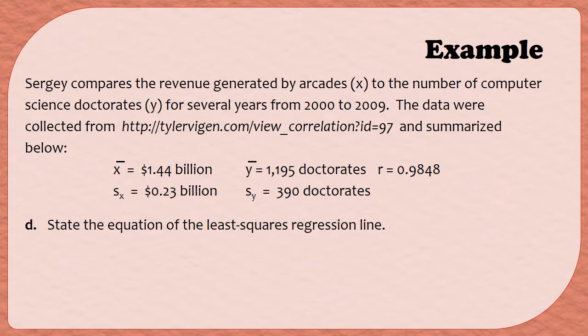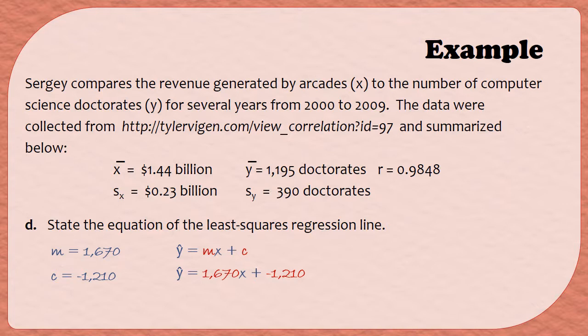To wrap everything up that we've done so far, we've been asked to state the equation of the least squares regression line. Previously, we found the values for m and for c, so we found our slope and our y-intercept. And the least squares regression line looks like y hat equals mx plus c. So I just substitute those values in, the 1670 for m and the negative 1210 for the c.